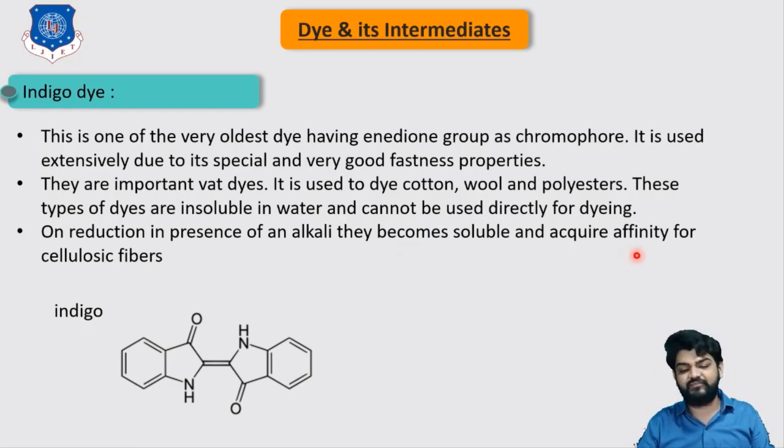And they acquire affinity for the cellulose fiber. So in order to impart color on the cellulose fiber, this type of dye is initially dissolved in an alkali and later imparted on the cellulose fibers. So this is the structure of indigo dyes, right?